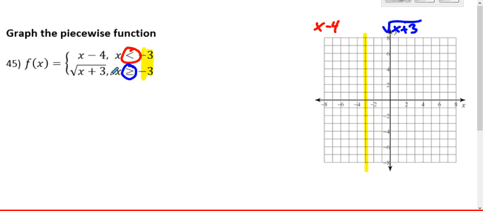We also know that the square root function on the right has the line under it. It's the or equal to, which means that it gets the closed circle on the boundary line, that highlighted line. And the less than has an open circle because it is not equal to.